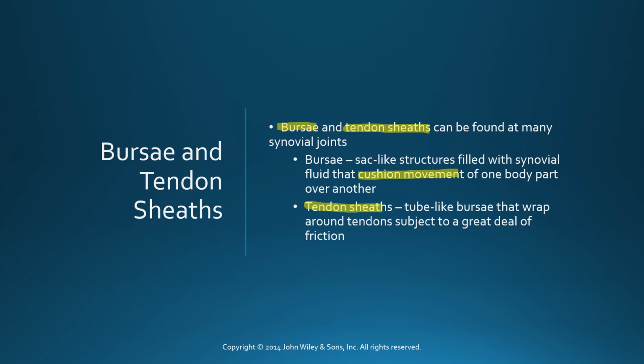Tendon sheaths also reduce friction at joints. These are tube-like bursae that wrap around tendons that experience considerable friction.